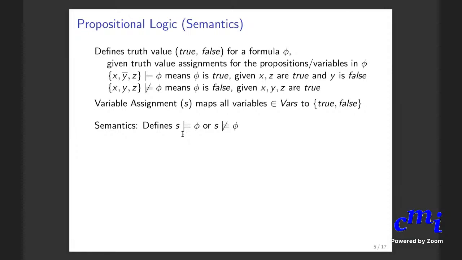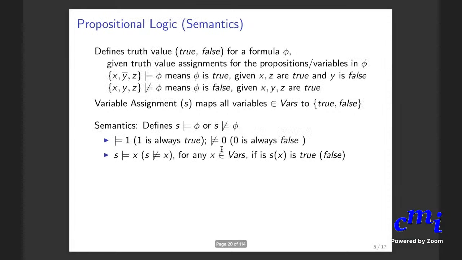It basically defines when, for a given assignment S, phi holds, since phi is true, or for a given assignment, phi does not hold, because phi is false. So the atomic formula 1 is always true, regardless of what the assignment is. That's denoted this way: 1 is always true and 0 is always false. By always, I mean that for any variable assignment, that's the case.